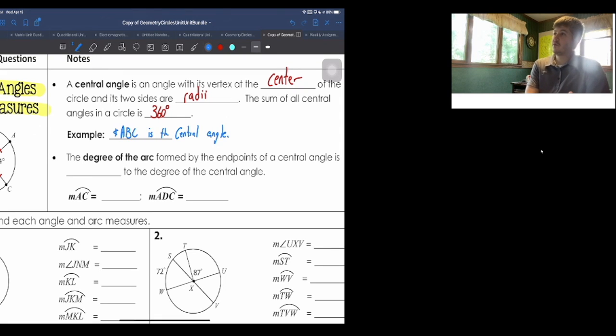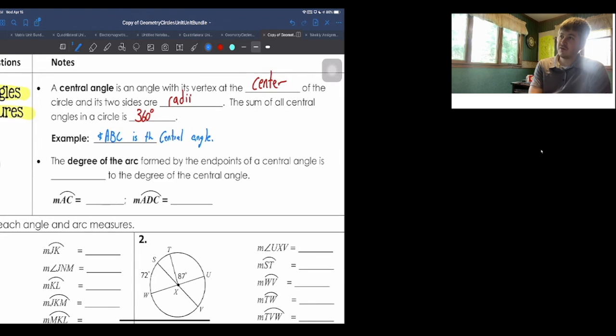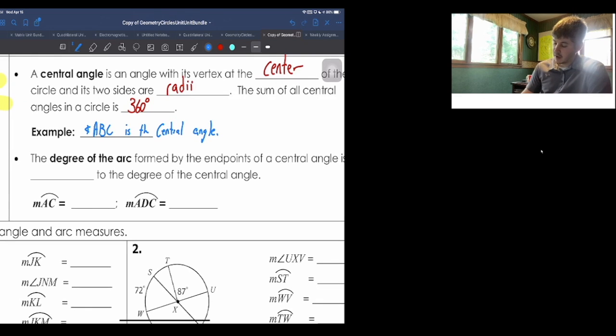And kind of the most important thing about central angles is this concept right here. One, if you identify it, you're good. And then the second point, probably the most important thing that goes along with central angles, is the fact that the degree of the arc formed by the endpoints of the central angle is equal to the degree of the central angle. So they are equal to each other. That's pretty easy to utilize, in my opinion.